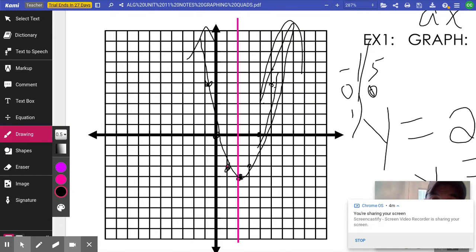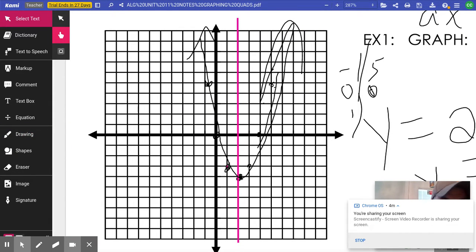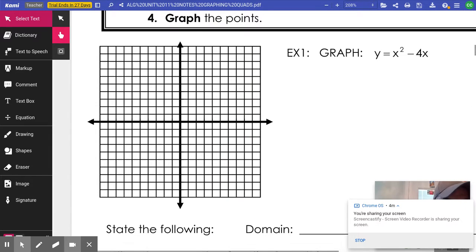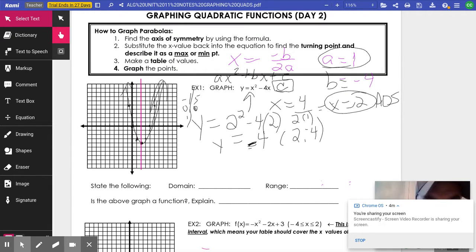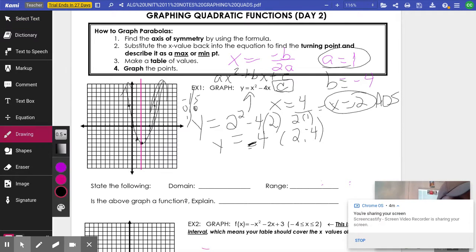Finishing up, that is the answer for the first one. Let's pull that back a little bit. Now, we need to get the domain and the range. The domain goes all the way left and all the way right, so I'm going to use -infinity to +infinity.